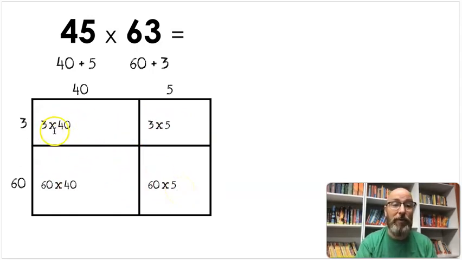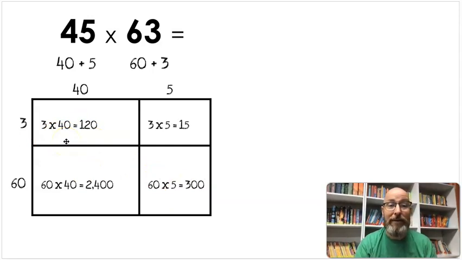Now, of course, we know that 3 times 40 is 120. 3 times 5 is 15. 60 times 5 is 300. And just like before, I have 2 tens, which make hundreds. 6 times 4 is 24. That's 24 hundreds, which makes 2,400.